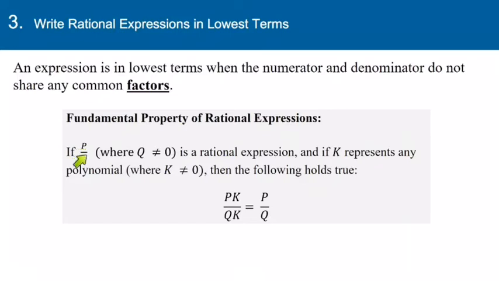If you have p over q, and of course q couldn't be equal to 0 because then you'd have something undefined. And if k represents any polynomial, and of course k can't be equal to 0 either, then the following holds true. P times k over q times k means the k's will divide out and we're just left with p over q. Basically that means that these things simplify the same way that regular fractions simplify. You just cross out any factors that are the same in the top and the bottom. And this property works because any expression divided by itself is 1.